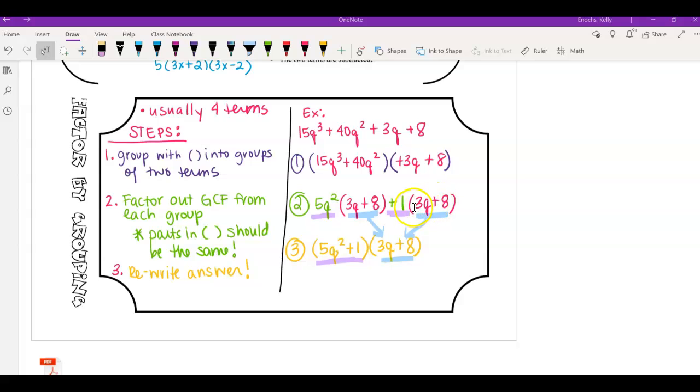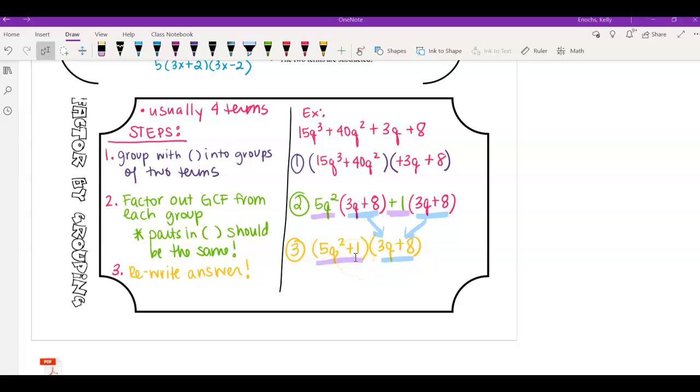Now all that's left is for me to rewrite my answer. When you rewrite your answer, you put your greatest common factors in a parentheses together. So 5q squared plus 1 goes in the first parentheses. Those are my greatest common factors. And then what's left over is 3q plus 8. Please note that you're writing that only one time because essentially you're factoring out that whole binomial. So you are not writing two groups of 3q plus 8. You are only writing one group of 3q plus 8 and then one group for the binomial of greatest common factors.